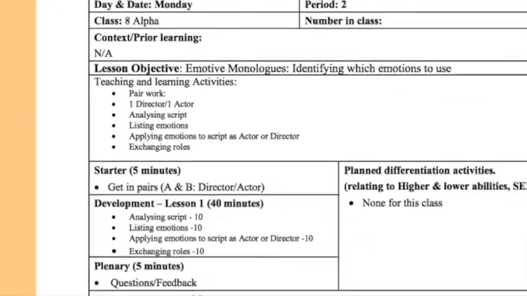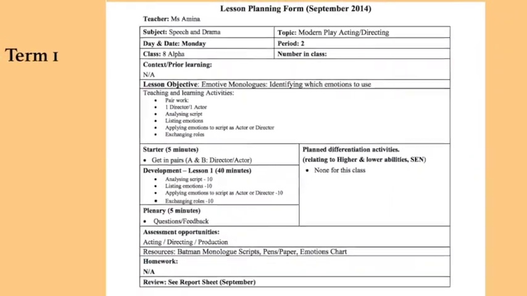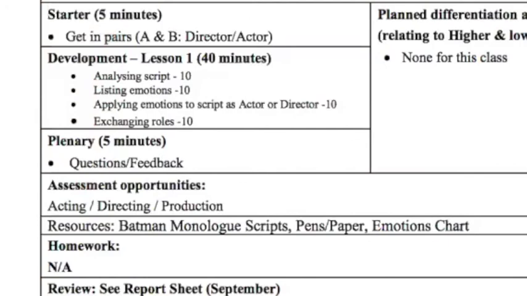That's the same list as in the scheme of work, but below it is the recipe: getting into pairs, A and B, and then they're going to spend 10 minutes analyzing the script, 10 minutes listing the emotions, 10 minutes applying the emotions to the script as actor or director, and then 10 minutes exchanging roles. So they're going to have a go at it, and they may get to perform in class. We'll have a question feedback at the end, and we're probably performing in the next class. Assessment opportunities are there for acting, directing, or for the production. We've got resources listed.